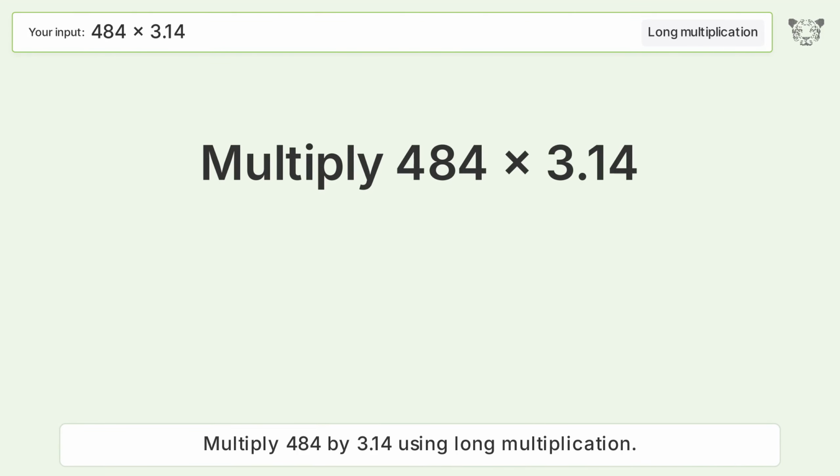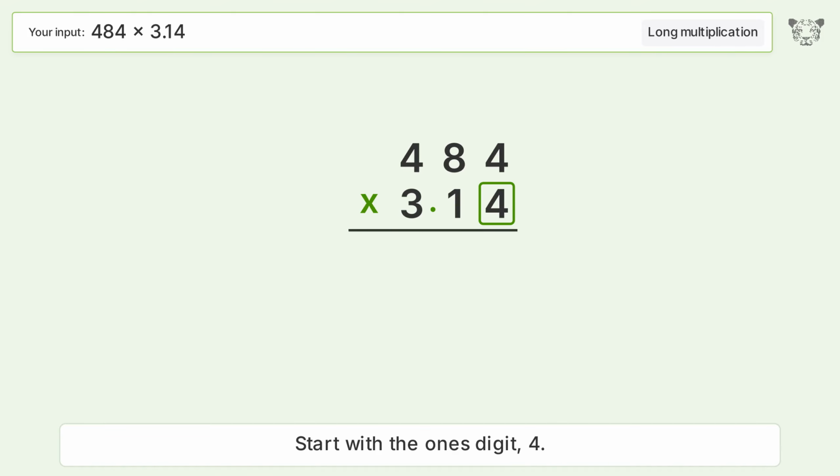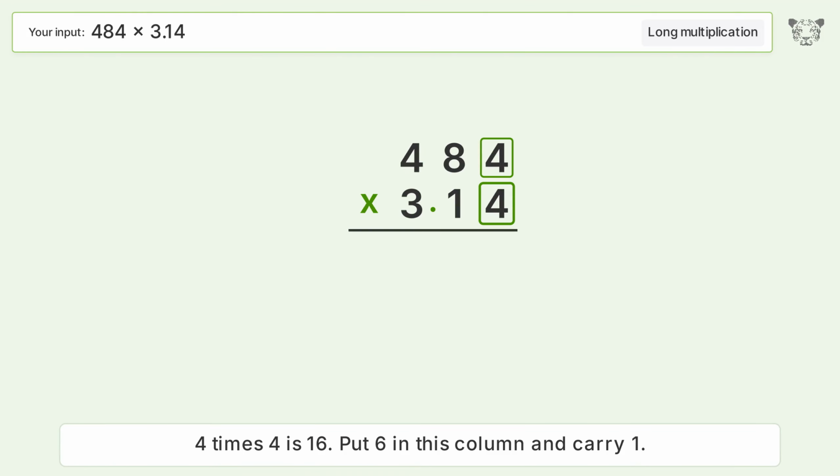Multiply 484 by 3.14 using long multiplication. Start with the ones digit, 4. 4 times 4 is 16. Put 6 in this column and carry 1.